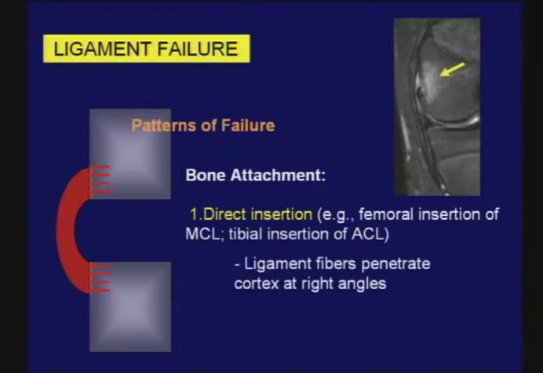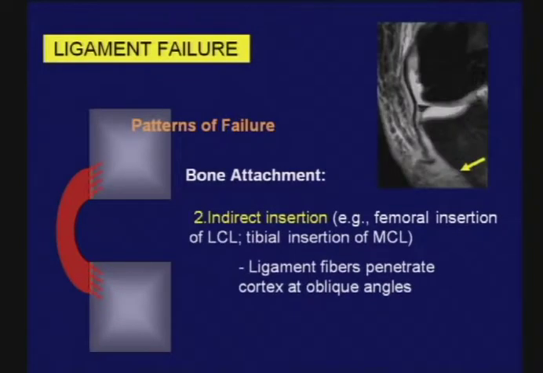The first of these are designated direct insertion attachments, and the examples are shown in the parentheses on this slide. Here, the ligament fibers penetrate the cortex of the bone at right angles. In my experience, marrow edema does develop following avulsion injuries of a ligament that has this particular type of anatomic insertion. The second type could be characterized as an indirect insertion.